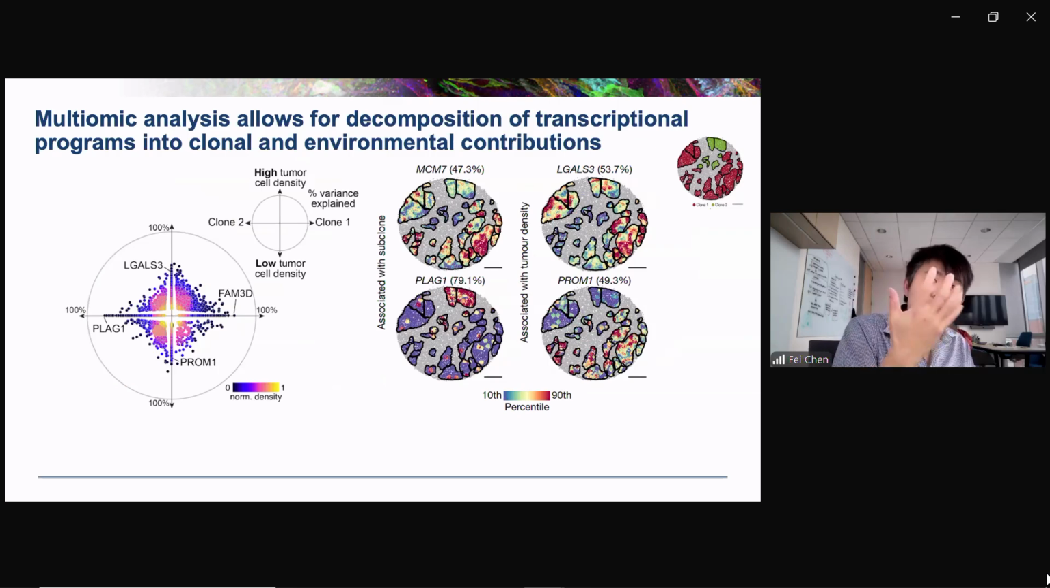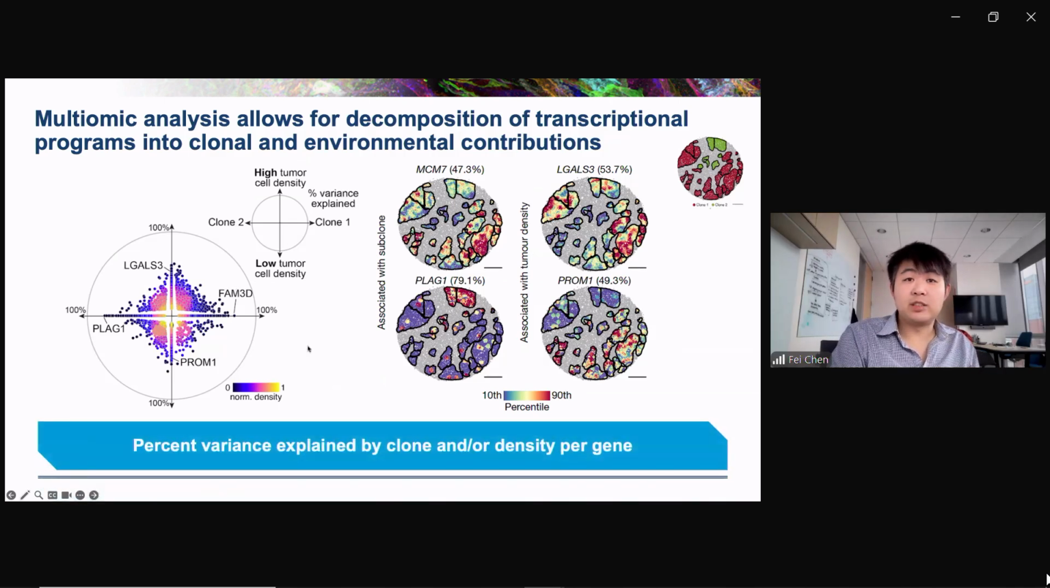We did an analysis that sounds complicated, but it's actually quite simple. It's called variance decomposition. Basically, for each gene in the genome, you can ask how much of its gene expression variance is explained by the variable of local tumor cell density, which is a cell extrinsic factor, or by the variable of whether it's in clone 1 or clone 2, which is a cell intrinsic factor. So that's percent variance explained by clone and/or density per gene.